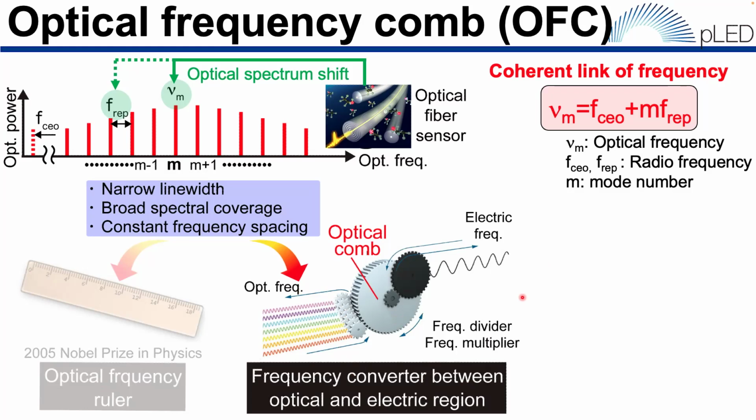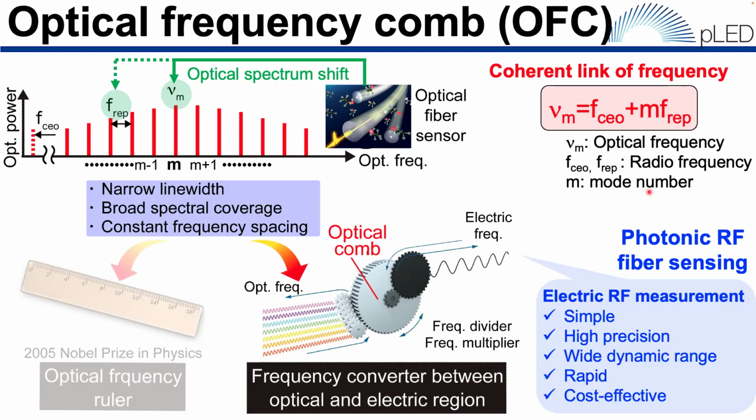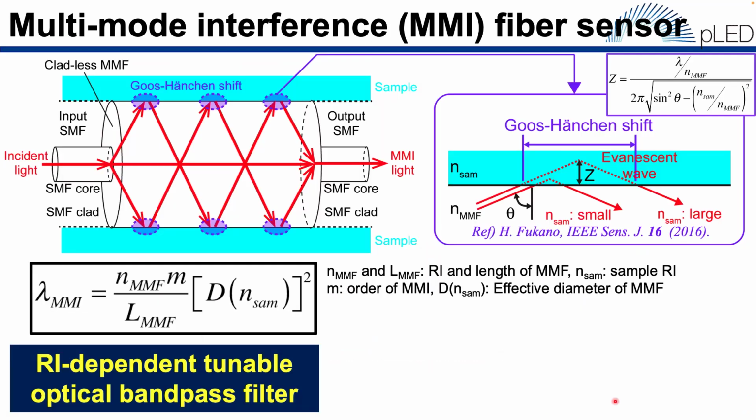In other words, the OFC can be used for photonic RF fiber sensing, which benefits from electric frequency measurement in the RF region, such as simple, high precision, wide dynamic range, rapid, and cost effectiveness. We apply this concept for optical biosensing of SARS-CoV-2.